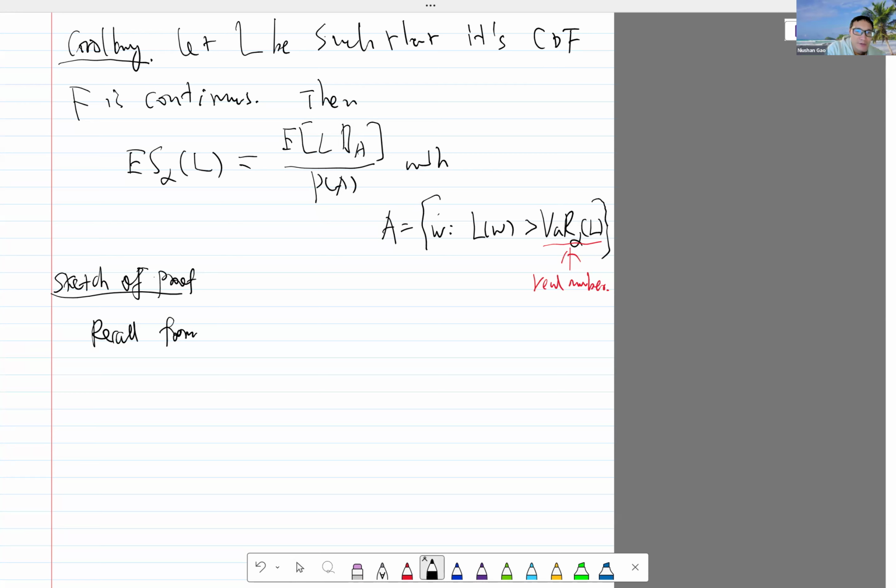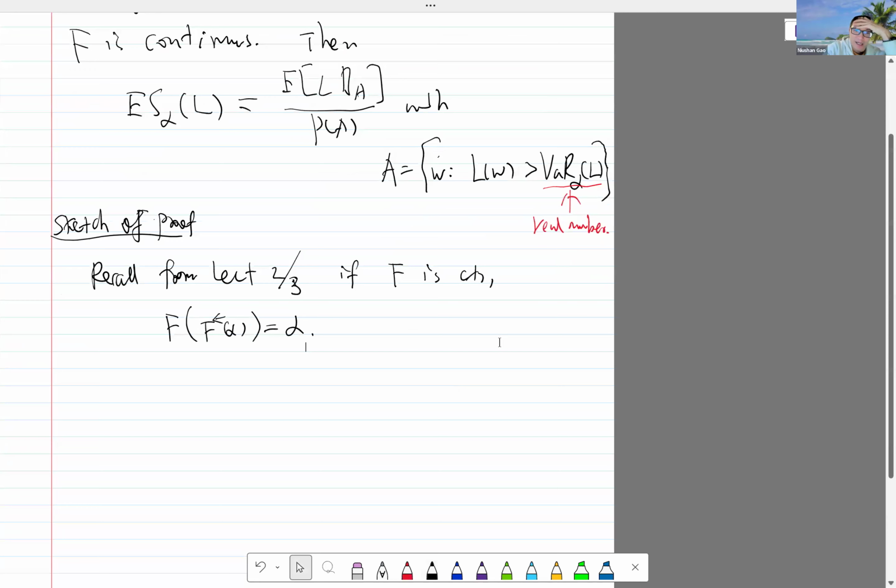recall from lecture 2, maybe lecture 2 or 3, I forgot. If F is continuous, then F left arrow of alpha equals alpha. Okay, we proved this one when we proved that F left arrow is like the inverse function of F. So if we write this out, this is the probability of L less than or equal to this guy. By definition of CDF, that equals alpha, right?